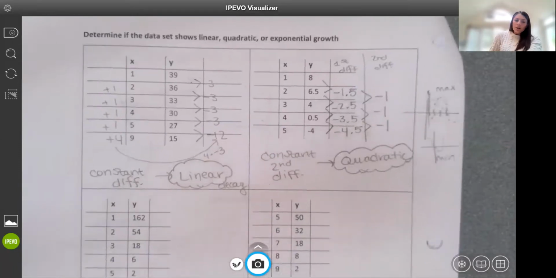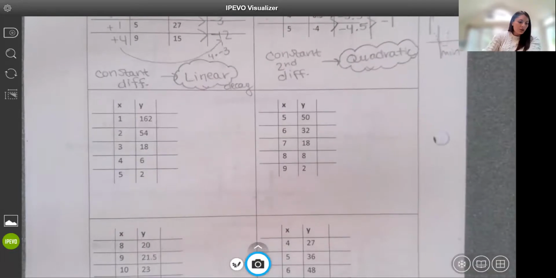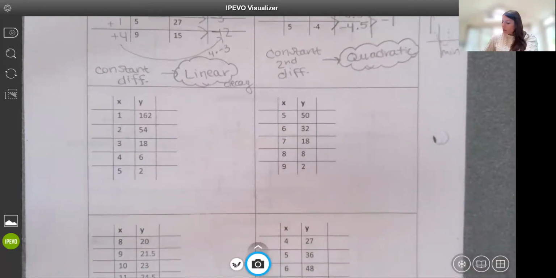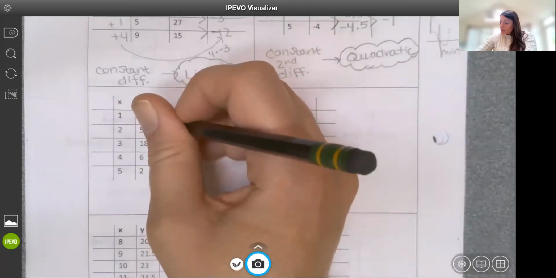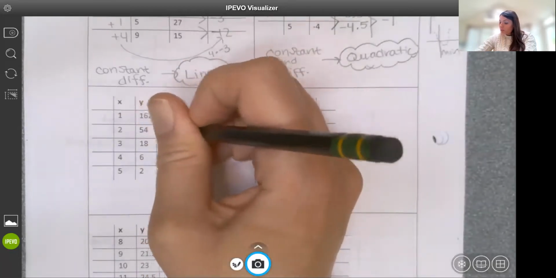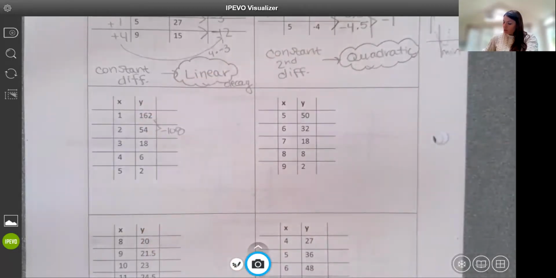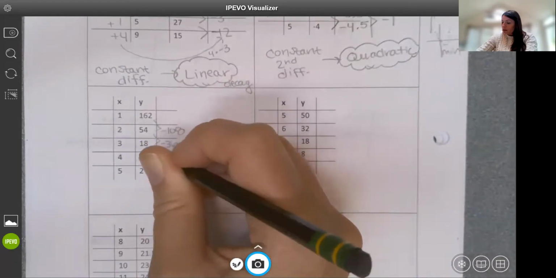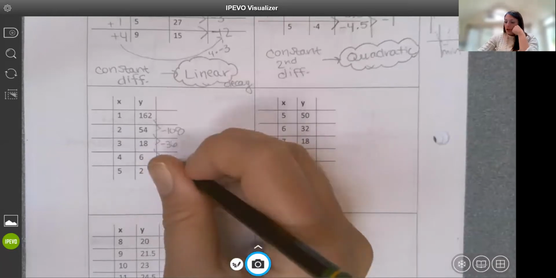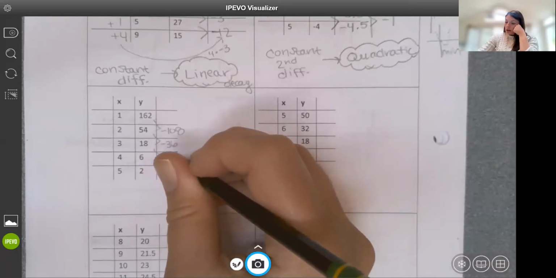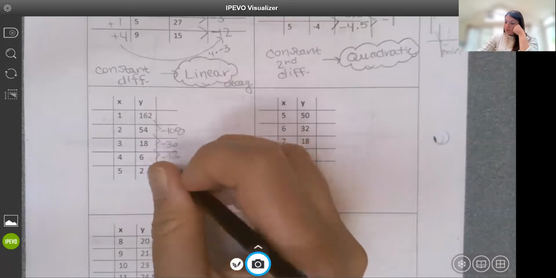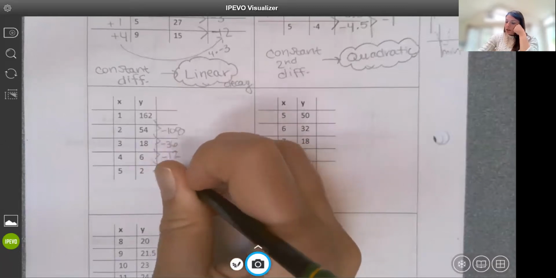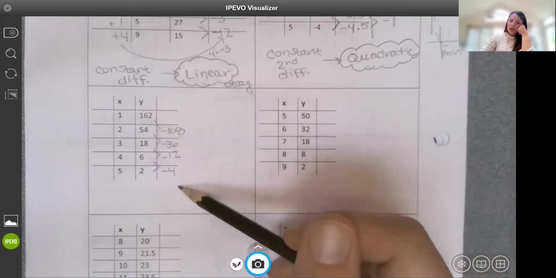Okay, let's look at our next example. So our first difference here, if I just start that way, from 162 to 54, that's subtracting 108. And then from 54 to 18, that's subtracting 36. And from 18 to 6, that's subtracting 12, and from 6 to 2, that's subtracting 4. Okay, so there's my first difference.